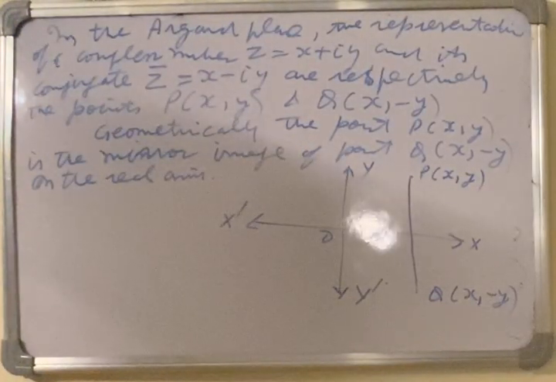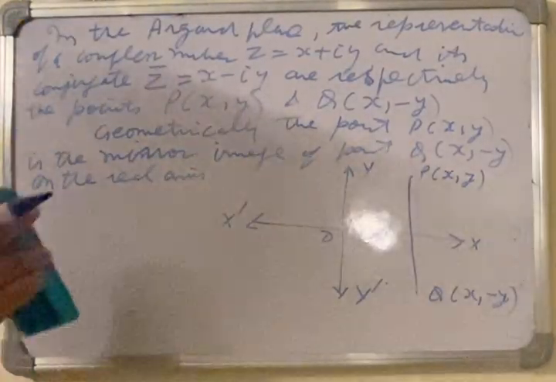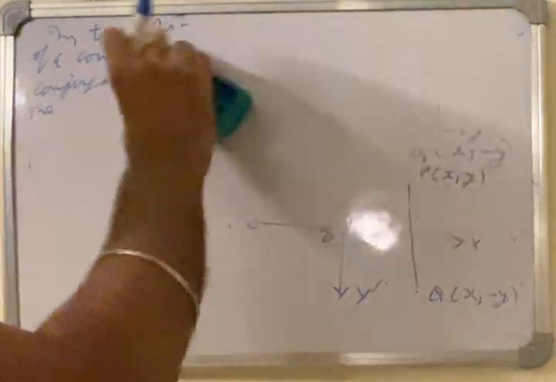So that's the Argand plane and polar representation. Then we take some questions.